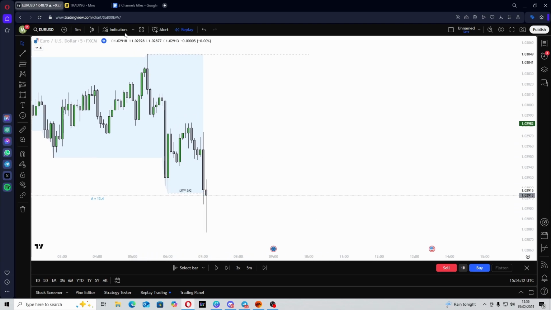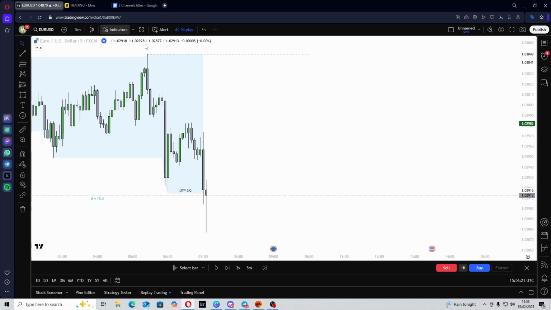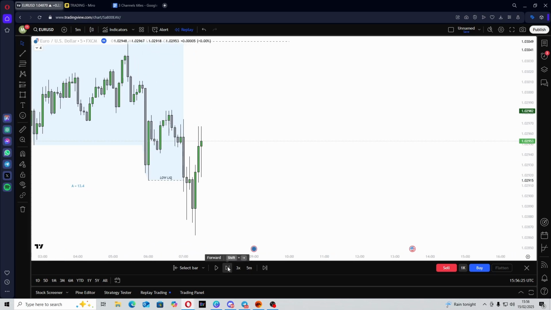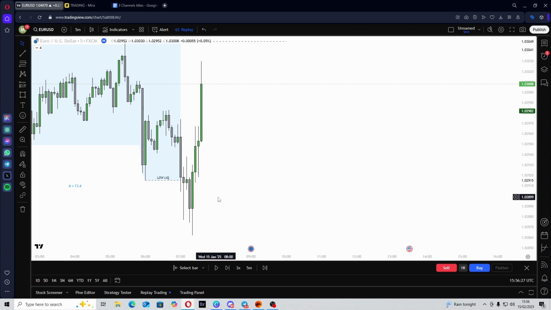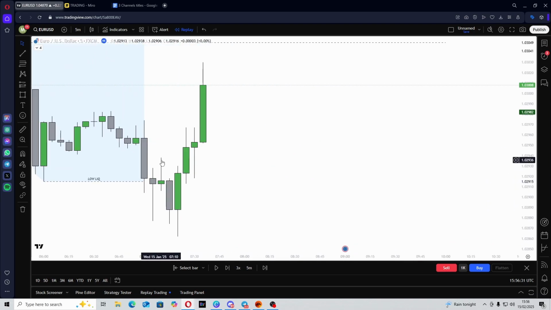Once we've got the low liquidity swept, all we've got to do is find a break of structure where fractal highs and lows have completely been swept, and we can reinforce this market structure shift with an engulfing candlestick. So if I play price forward now, all I'm waiting for is a market structure shift with a very engulfing candlestick. You might be saying, oh, why is this not a market structure shift right here? Because it's actually taken out a fractal low and it's completely fixed up.